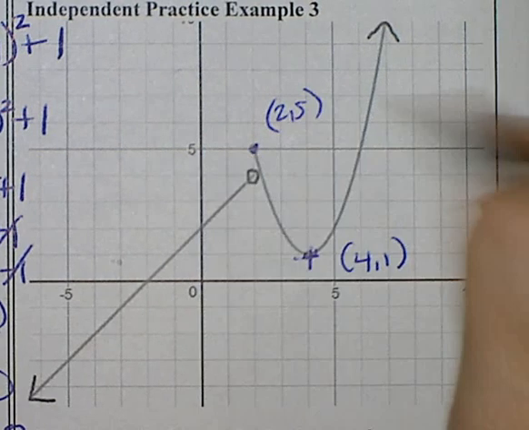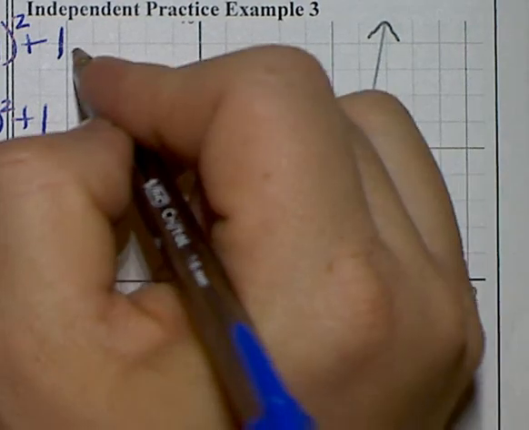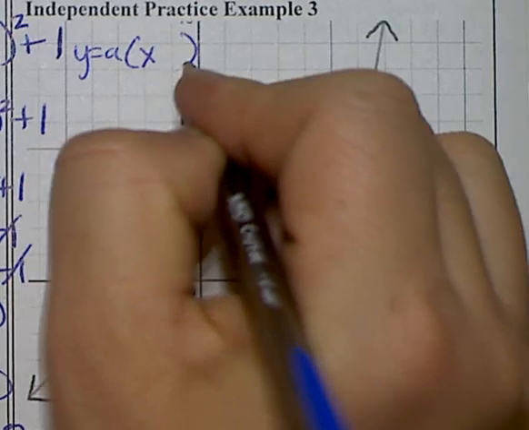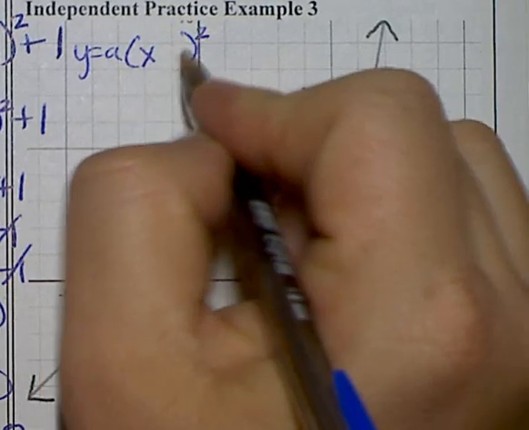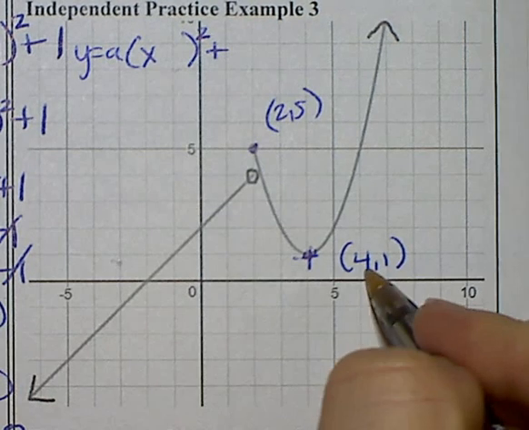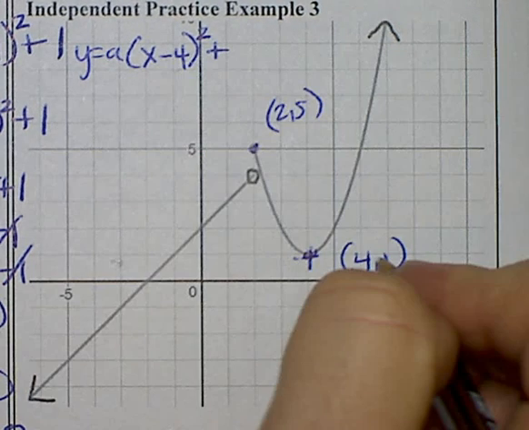So off to the side, I'll do it right up here. I have y equals a times (x minus or adding something) quantity squared, plus some number. So I'm going to put a 4 in for the x. Remember, we switched the sign, and a positive 1 in back.